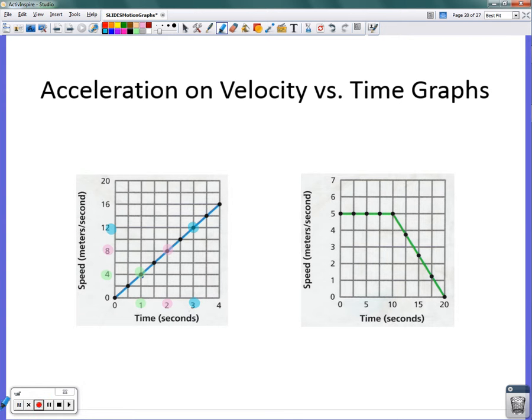But if we go to the graph over on the right, not to confuse you, right, but this is now a velocity or a speed graph, not the position graph that it was before. At the beginning, we have a horizontal line.